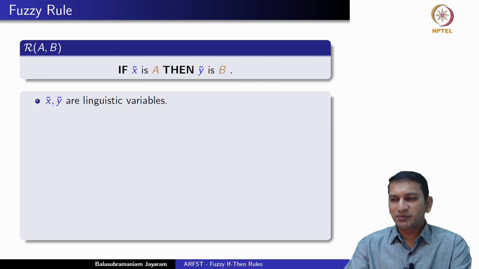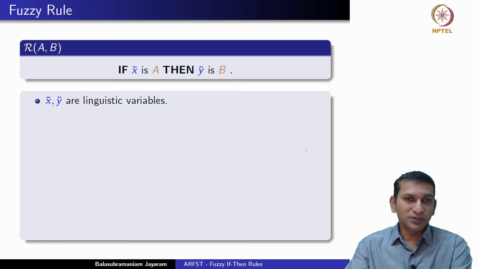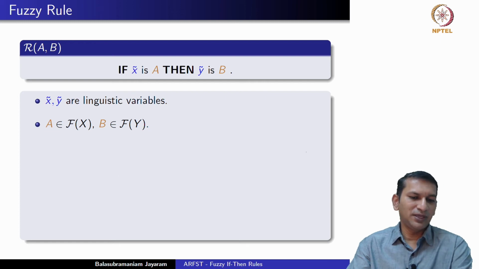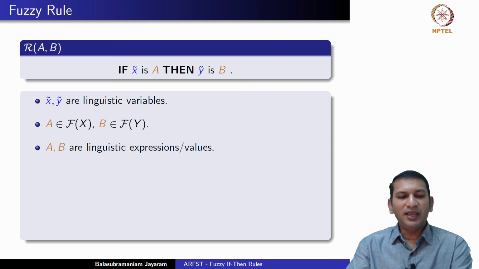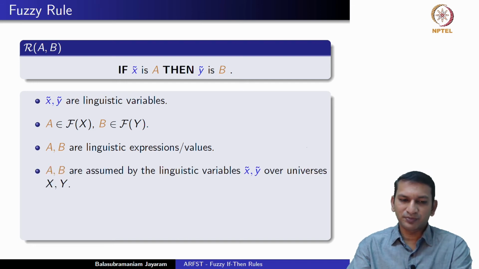Now, how do we interpret them? Clearly, x tilde is A and y tilde is B are fuzzy propositions. The third interpretation can be used to look at it as x tilde and y tilde being linguistic variables. A belongs to F of X, it's a fuzzy set on X, B is a fuzzy set on Y, and A and B are essentially the linguistic expressions or values that x tilde and y tilde can assume.